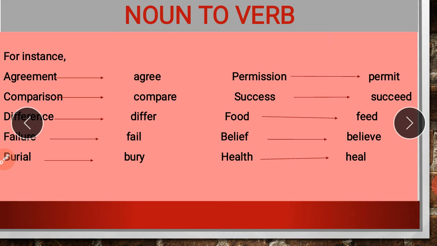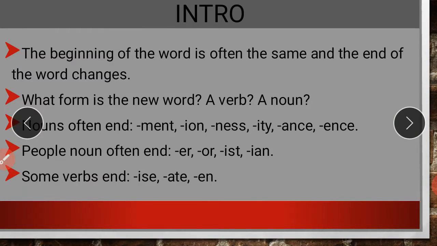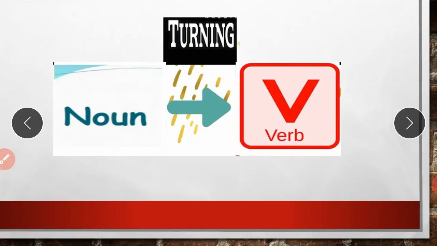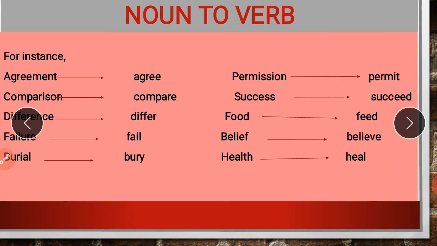Okay, next, I have given you some examples from noun to verb. For instance, agreement changes into agree, comparison, compare, difference, differ, permission, permit, success, and succeed. Likewise, we have given you. I have already told you some nouns change into verbs. See here, nouns often end with -ment, -ion, -ness, -ity, -ance, -ence. People nouns often end with -er, -or, -ist, -an. You can notice here agreement, agree, comparison, compare, success, succeed, failure, fail.